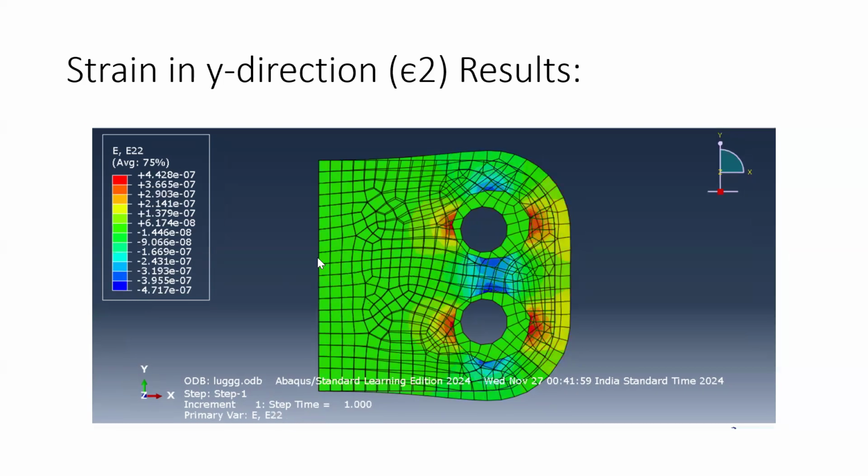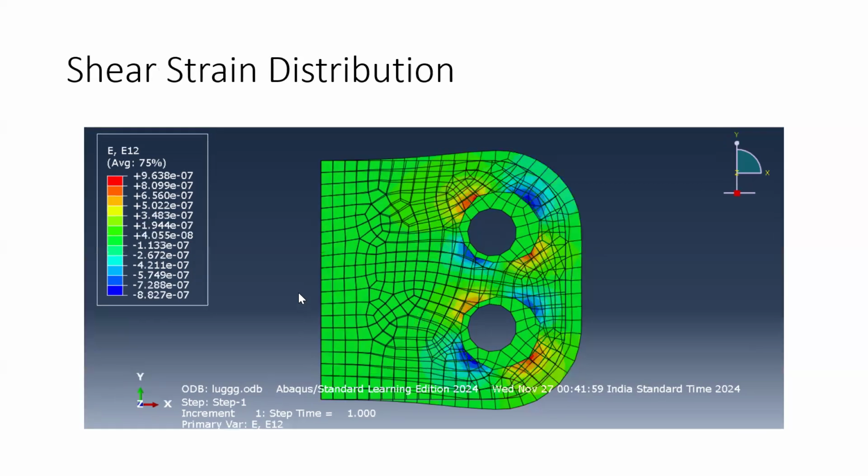And now we are moving to the strain in y direction. Here the results are computed from minus 4 to plus 4. We can observe that these regions occur much more in opposite directions. Now these are the strain distributions.